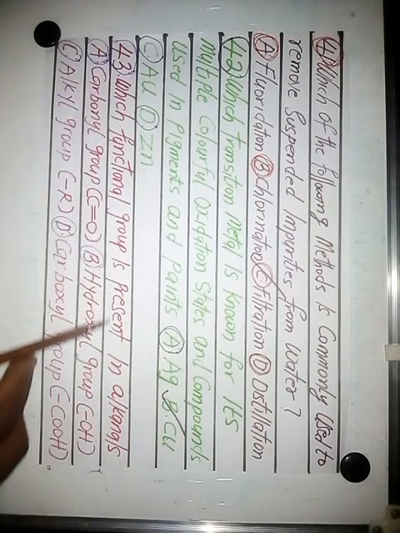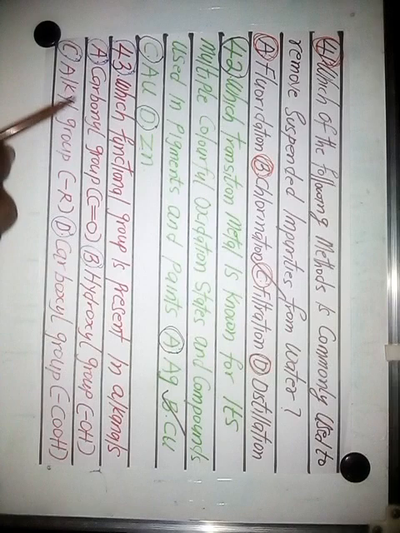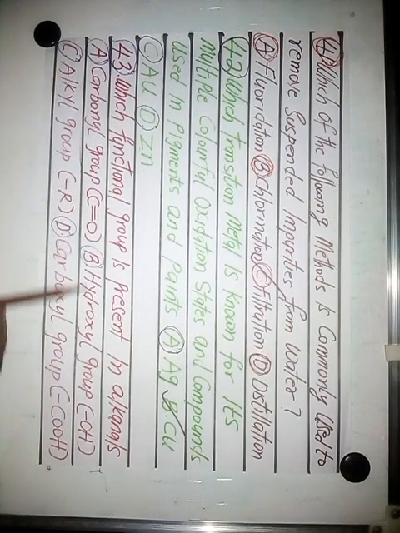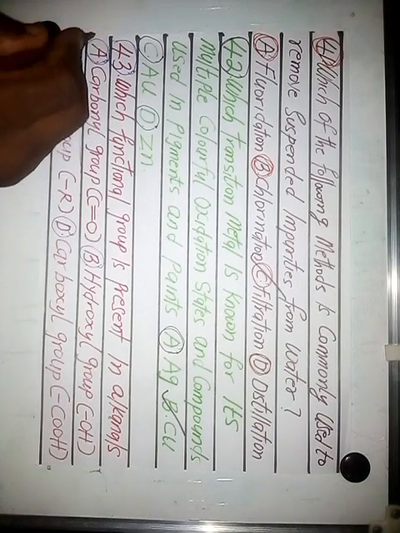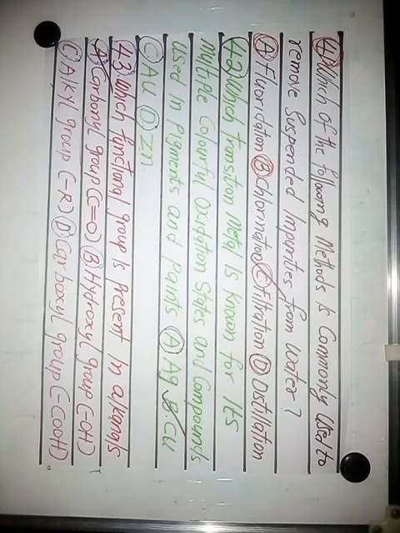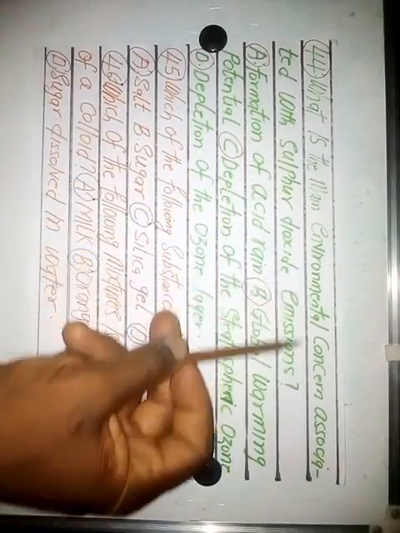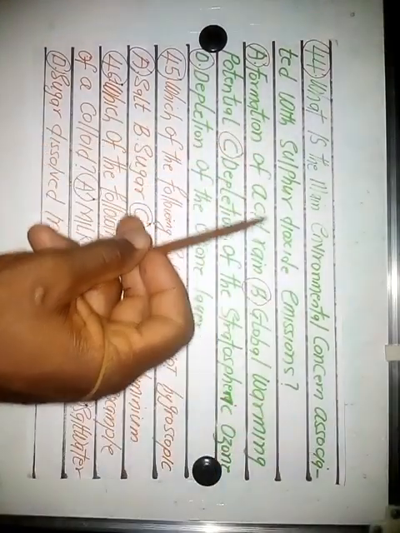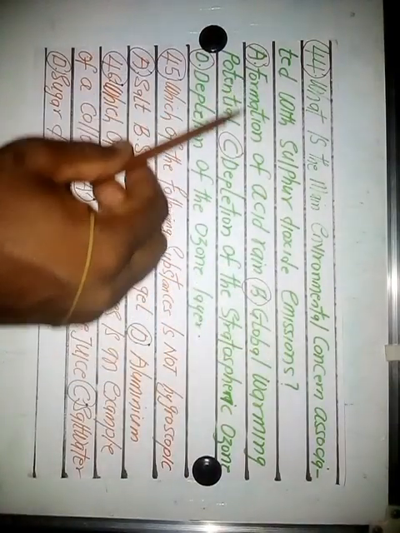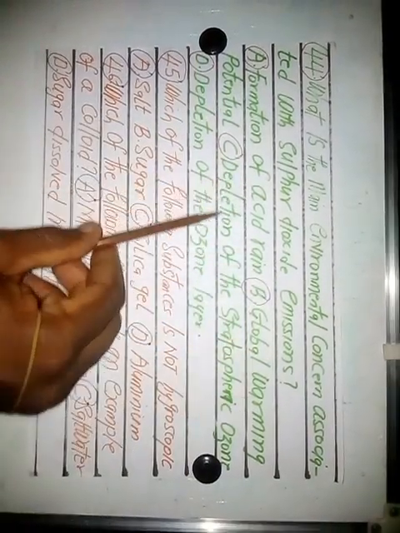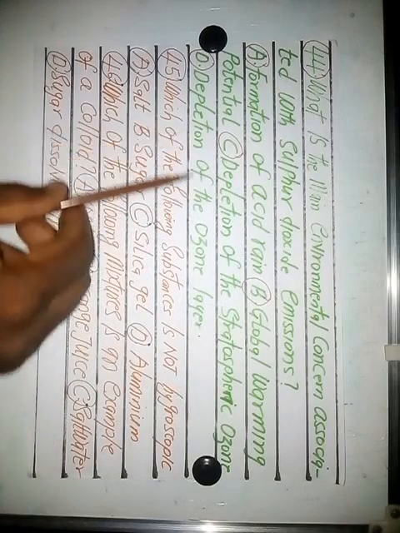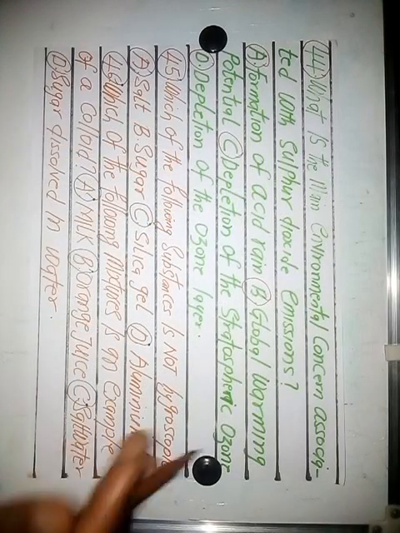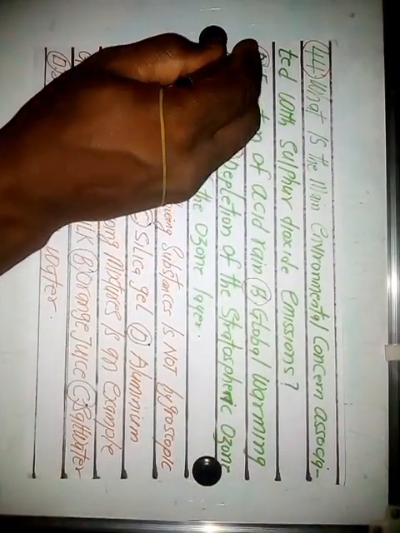Which functional group is present in alkanes? Alkenes, carbonyl group, hydroxy group, alkyl group, carboxyl group. So your answer is A, carbonyl group. What is the main environmental concern associated with sulfur dioxide emissions? Formation of acid rain, global warming, depletion of stratospheric ozone, depletion of ozone layer. So your answer is formation of acid rain.